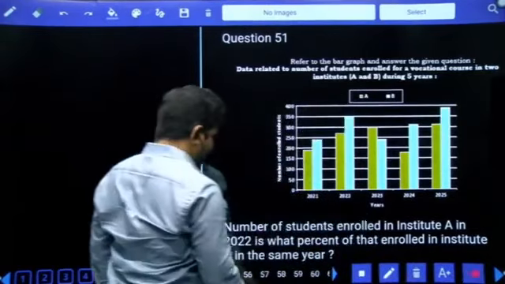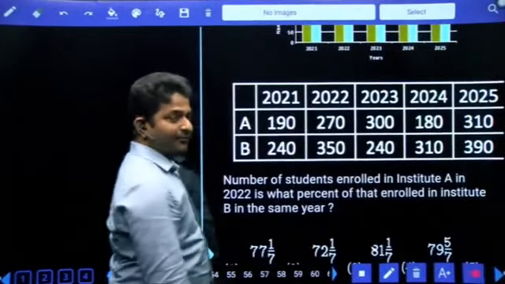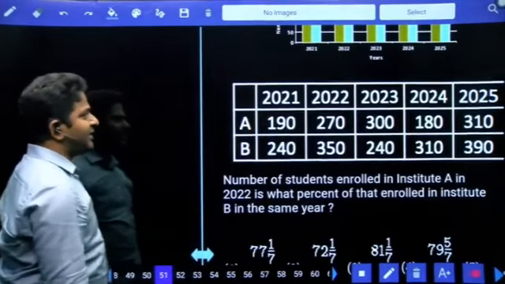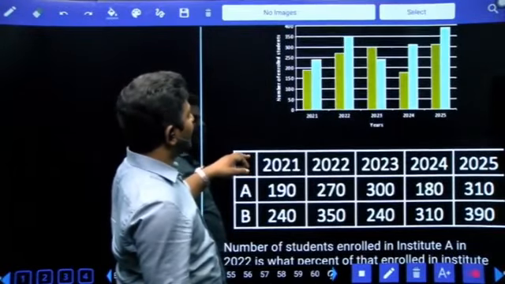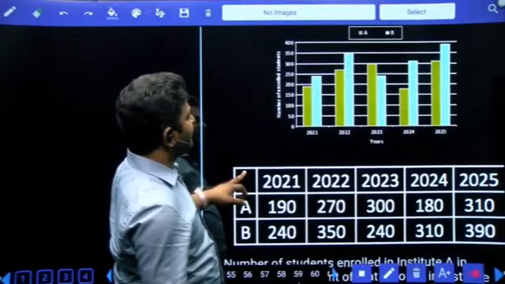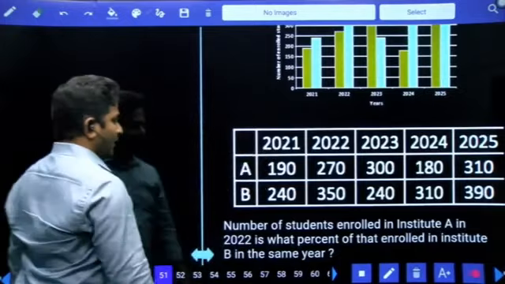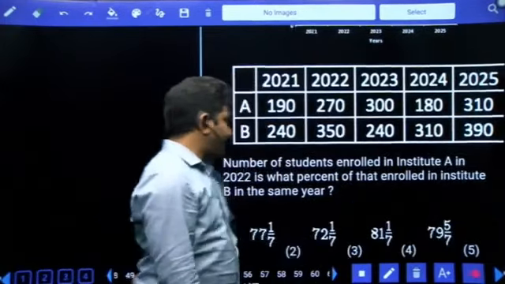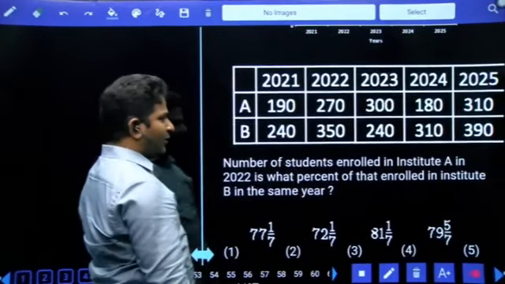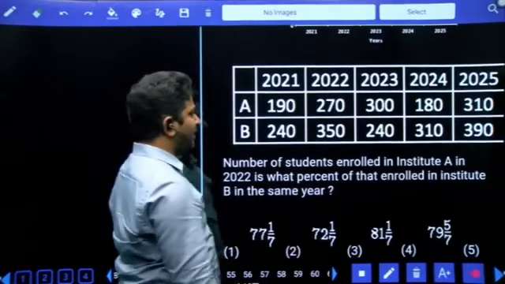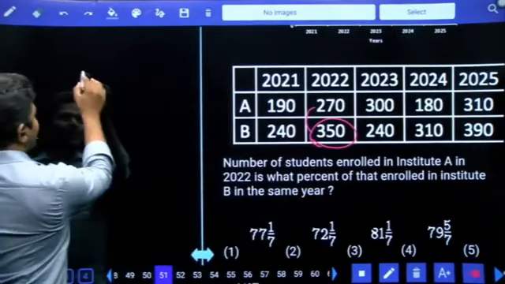So for simplification purpose, I made this table already ready for you. Now look at this. This is the table that we have. Once table is there, it is easy and simple, and easily we can answer all these questions. Next we have, yes, number of students enrolled in Institute A in 2022, 270, is what percent of enrolled in Institute B in the same year? With respect to 350, 270 is what percentage? That's your question. So let's write it.